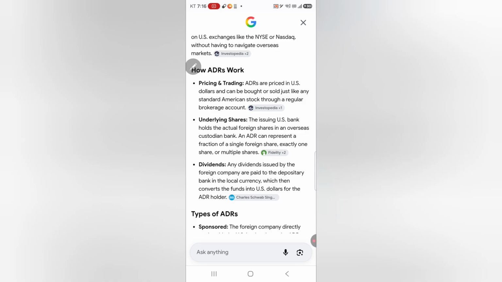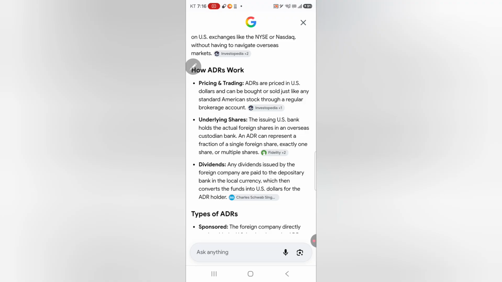Interesting. Very interesting. So it's like you are buying the foreign stock through the US depository bank, and the depository bank has an overseas custodian bank which holds the actual shares. So basically, you are trading a foreign company's stocks not directly on your NASDAQ market, but through two banks. You have to go through the two banks.